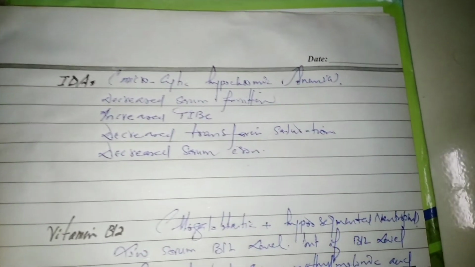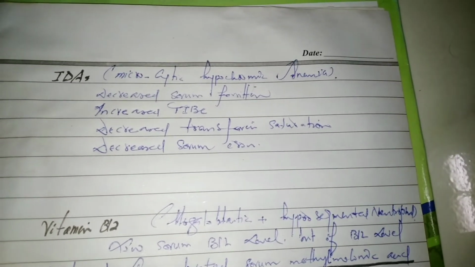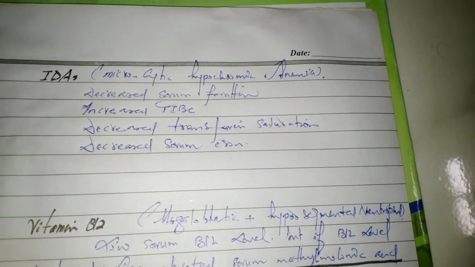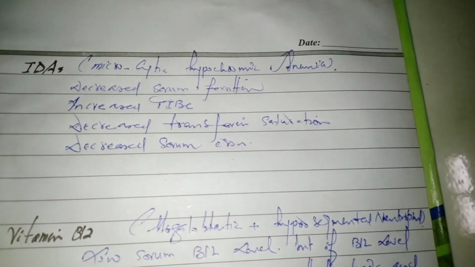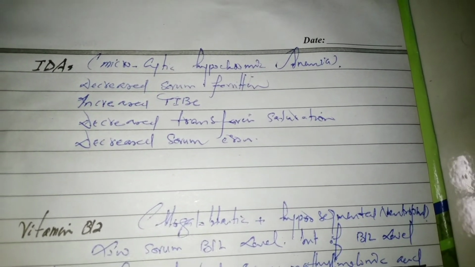Iron deficiency anemia, as I told, on the peripheral film there would be a microcytic hypochromic picture, decreased serum ferritin, increased TIBC, decreased transferrin saturation, and decreased iron.